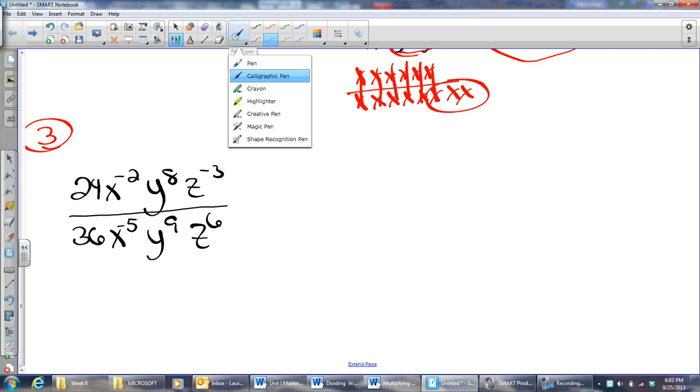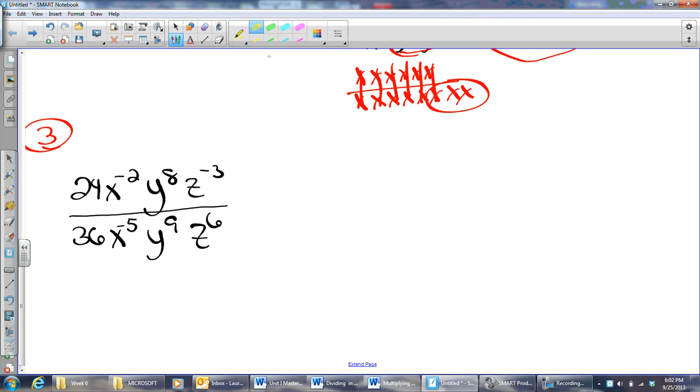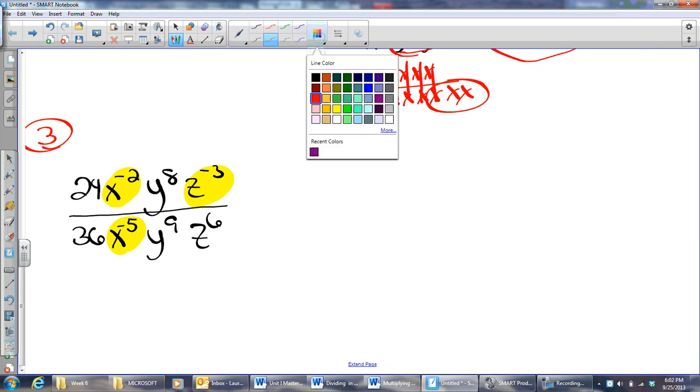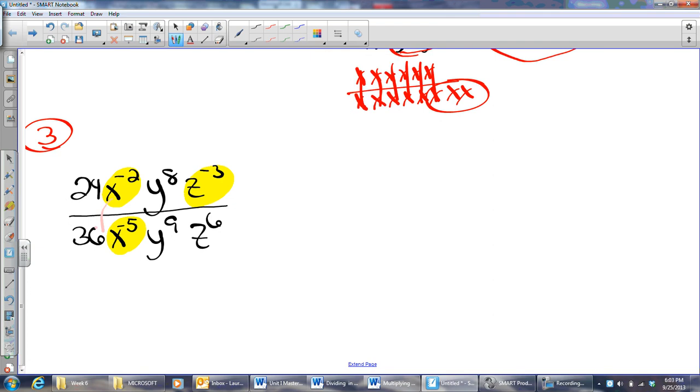Okay, I'm going to go through and identify all the terms that are going to use the stairs. This guy is going to use the stairs. So is this guy. The y's will both stay put. The z to negative third will use the stairs. So let's see now. I've got this guy going downstairs, this guy going upstairs, and this guy going downstairs.